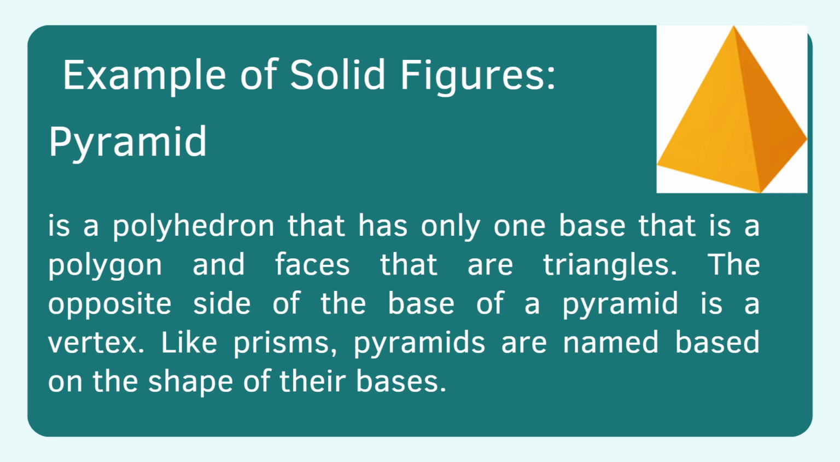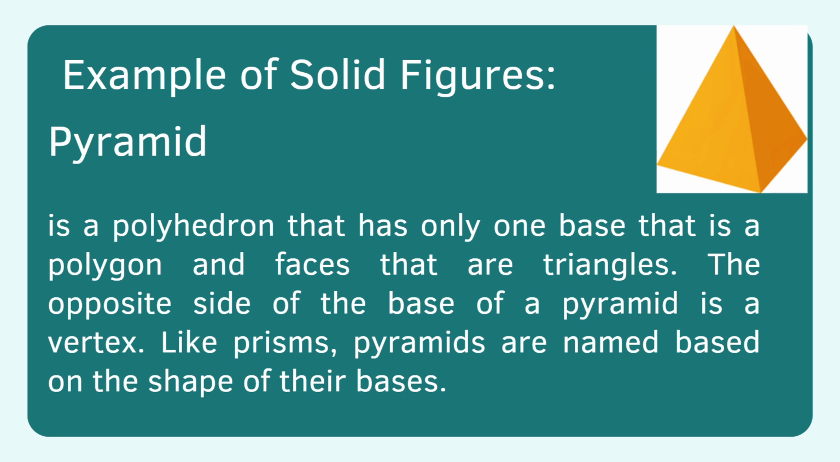We have here a pyramid. A pyramid is a polyhedron that has only one base that is a polygon and faces that are triangles. The opposite side of the base of a pyramid is a vertex, like prisms. Pyramids are named based on the shape of their bases. So, a pyramid has one base and triangular faces that meet at a point called the vertex.